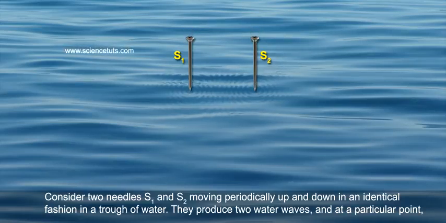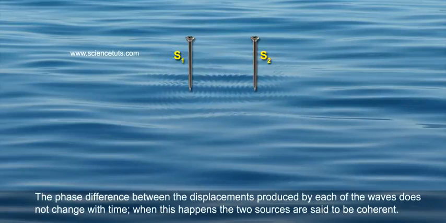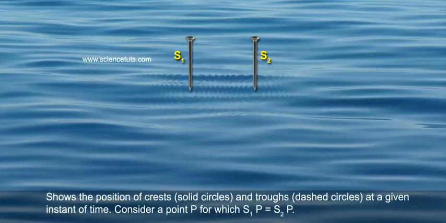trough of water. They produce two water waves, and at a particular point, the phase difference between the displacements produced by each of the waves does not change with time. When this happens, the two sources are said to be coherent. The figure shows the position of crests, solid circles, and troughs, dashed circles, at a given instant of time.